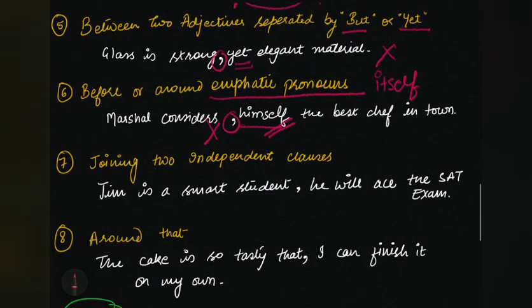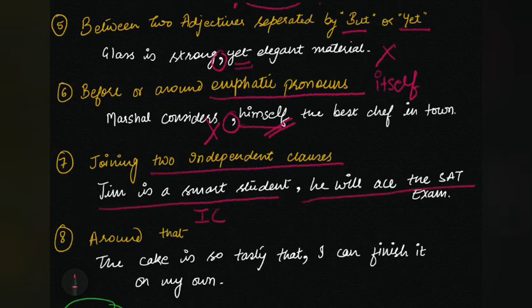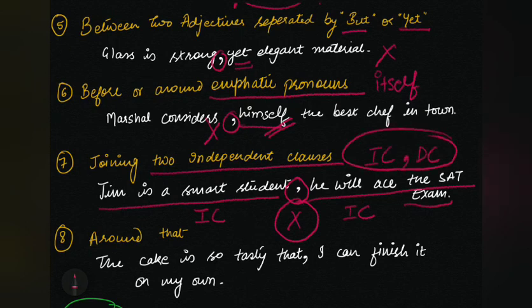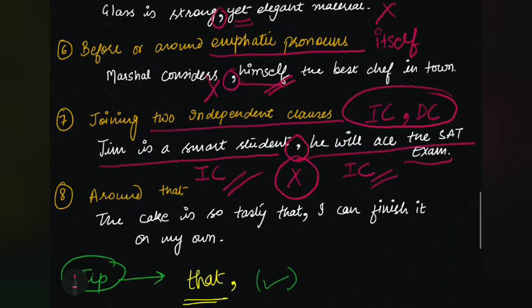Seventh, joining two independent clauses. Okay, so: Jim is a smart student. This is an independent clause. He will ace the SAT exam. One more independent clause. What punctuation have I used? Comma. Incorrect. Where should you use a comma? With an independent and a dependent clause, right? It does not join two independent clauses. Okay, grammatically incorrect.